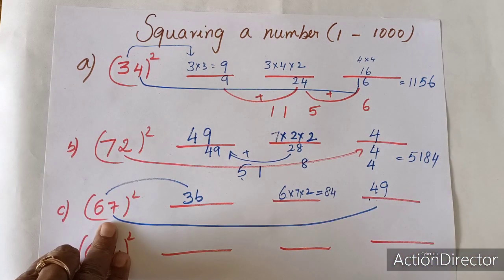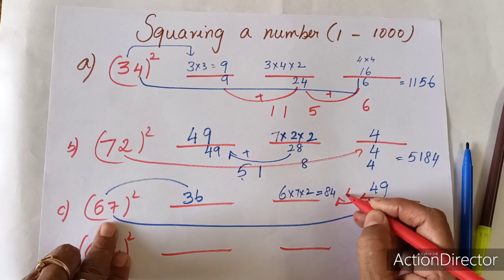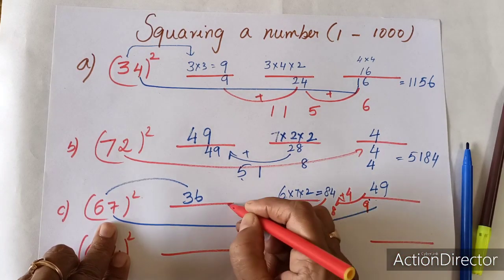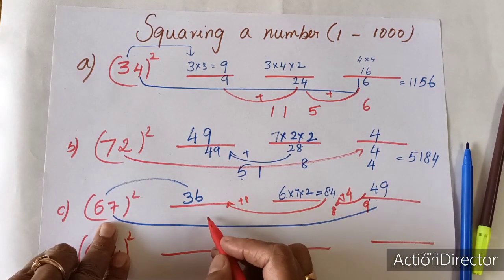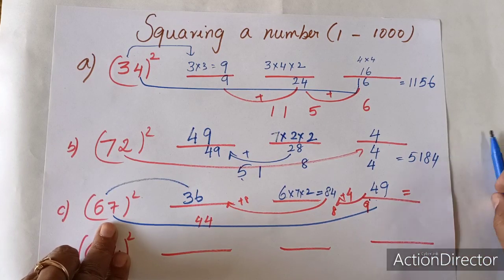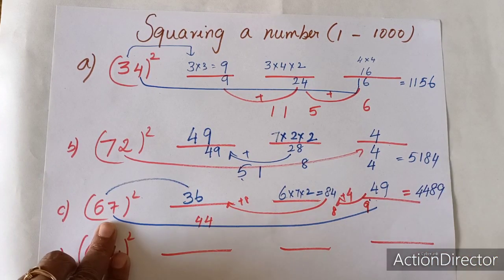So let me write the answer, final answer here. It will be 9, carry, plus 4. 4 plus 4 is 8. Again I am going to take 8 over here. So 8 plus 6 is 14. 3 plus 1 is 4. So my final answer is 4489. Hope you understood this method.